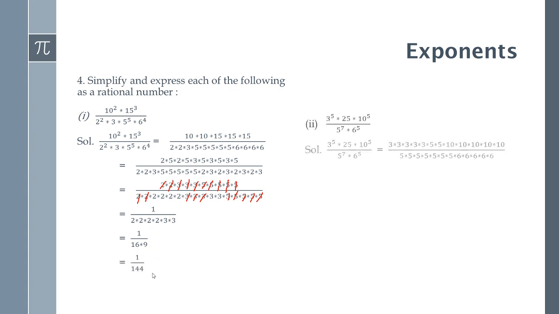Now coming to the next one. The same way, not the formula, just the expanding form. So 3 into 3 into 3 into 3 means total 5 times, and 25 can be written as 5 into 5, and 10 to the power of 5 means 10 5 times. Then 5 to the power of 7 is 7 times, and 6 to the power of 5 is 5 times. Now expanding this 10 value and 6 value. So 5 2's, 5 2's, 5 2's, 5 2's, and 5 2's. Next, 6 value, 2 3's, 2 3's, 2 3's, 2 3's, and 2 3's.